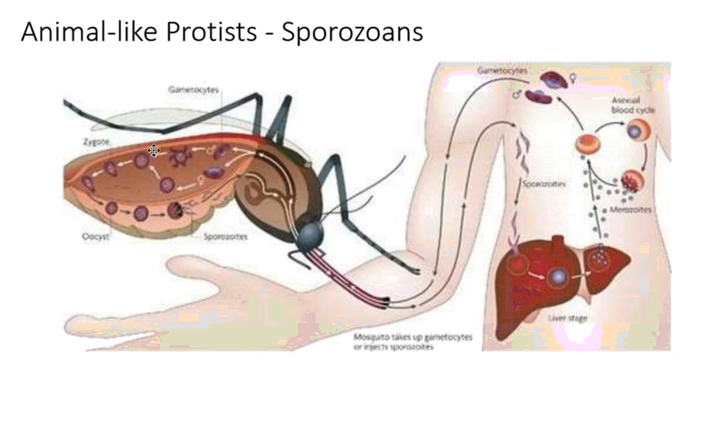And then lastly, these animal-like protists are called sporozoans. Sporozoans are the type of protists that act as parasites. This picture here shows the parasite that causes malaria. Mosquitoes actually transfer malaria, but it's this little protist that causes malaria to occur. It's not a mosquito that actually gives it to you. It's this protist that causes it.